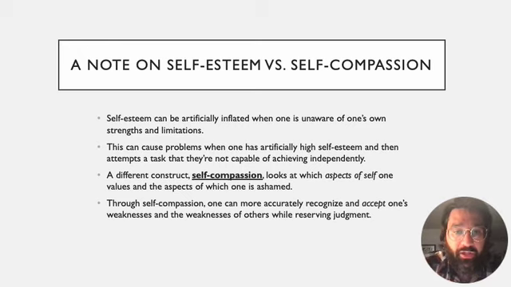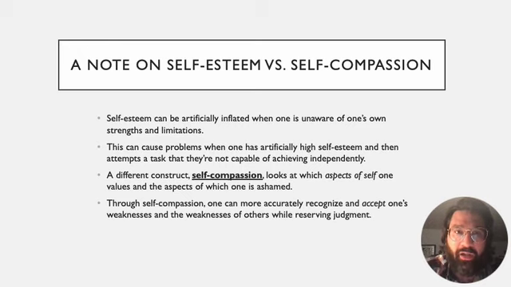And so we'll have a note here on this idea of self-esteem versus self-compassion. Now, I want us to understand that self-esteem is an important thing. But self-esteem can be artificially inflated when one is unaware of one's own strengths and limitations. In other words, if I don't know what my limitations are as an individual, I might think that I'm capable of doing anything. But we all have limitations. I don't think in our culture we always help people recognize what they reasonably can do. We can't just achieve literally anything we set our mind to, actually, okay?